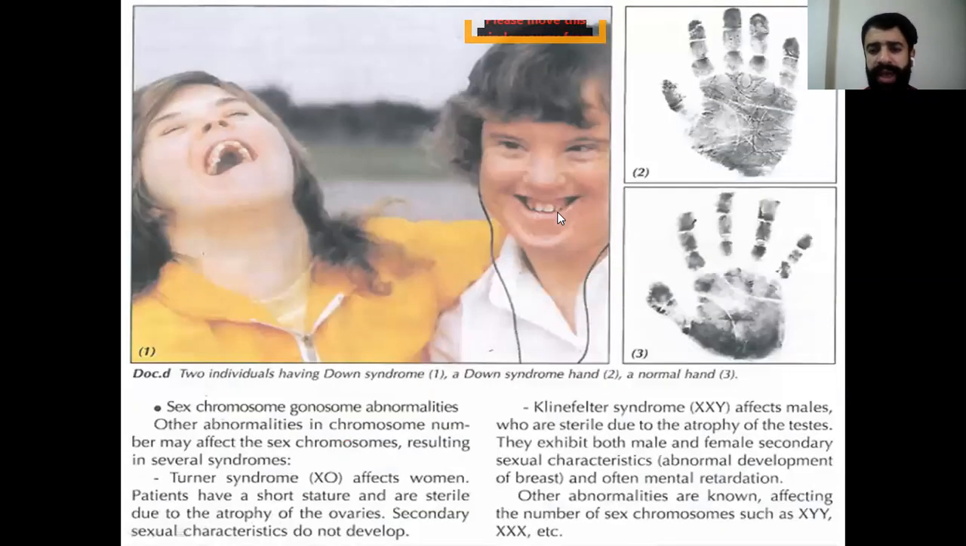Also, we move to the Down syndrome properties. Sure, you don't have to study these; you only have to know we have abnormality, and you have to know that XXY is called Klinefelter syndrome. Regarding Klinefelter XXY, it affects males who are sterile due to the atrophy of the testes. So they exhibit both male and female secondary sexual characteristics. They have, for example, abnormal development of the breasts, and often they have mental retardation.